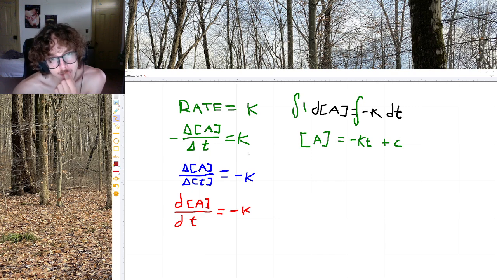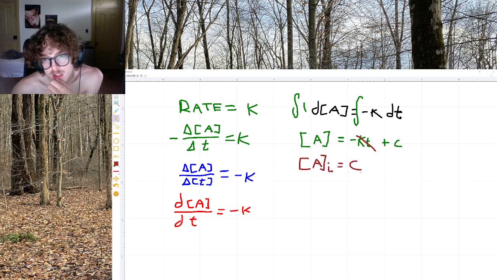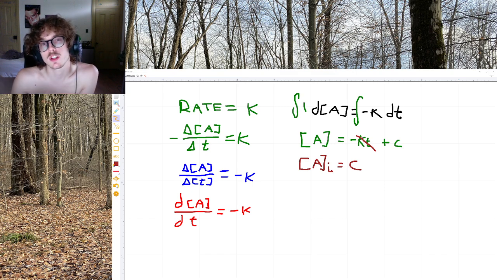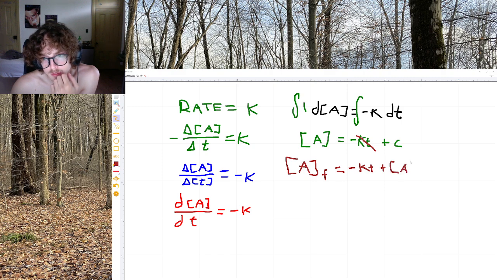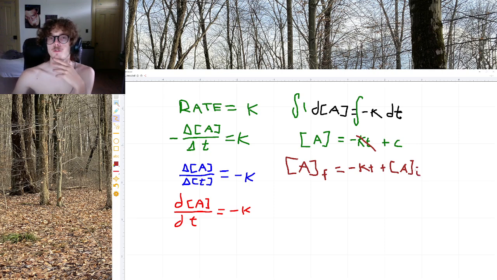Well, it helps us in modeling, because let's find C. If we plug in 0 for time, this will cancel, because 0 times negative kt is still 0. So at time 0, our concentration is our initial concentration. That's what C is equal to. Basically, just add whatever your initial concentration is. So if we write this out, our concentration final is equal to negative kt plus concentration initial. And this is really helpful. We can find the concentration at any point in the reaction.